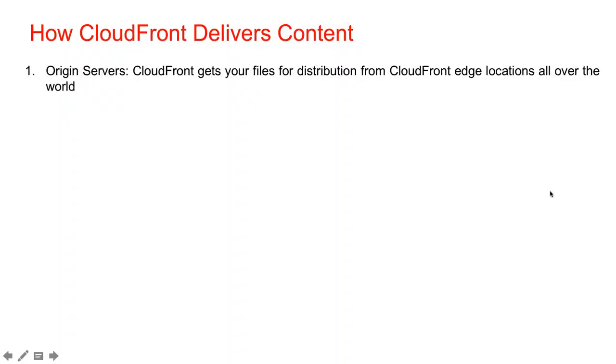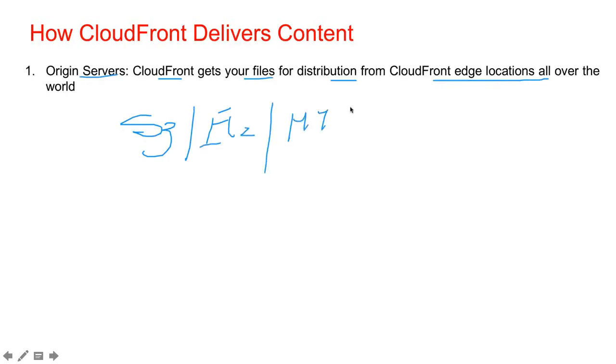Now we have something called origin servers. An origin server is a core component within the CloudFront delivery. The origin server is from where CloudFront gets our files for the distribution to the CloudFront edge locations all over the world. So an origin server can be either your S3 bucket, your EC2 instance, or an external HTTP server. It can be any of these three.